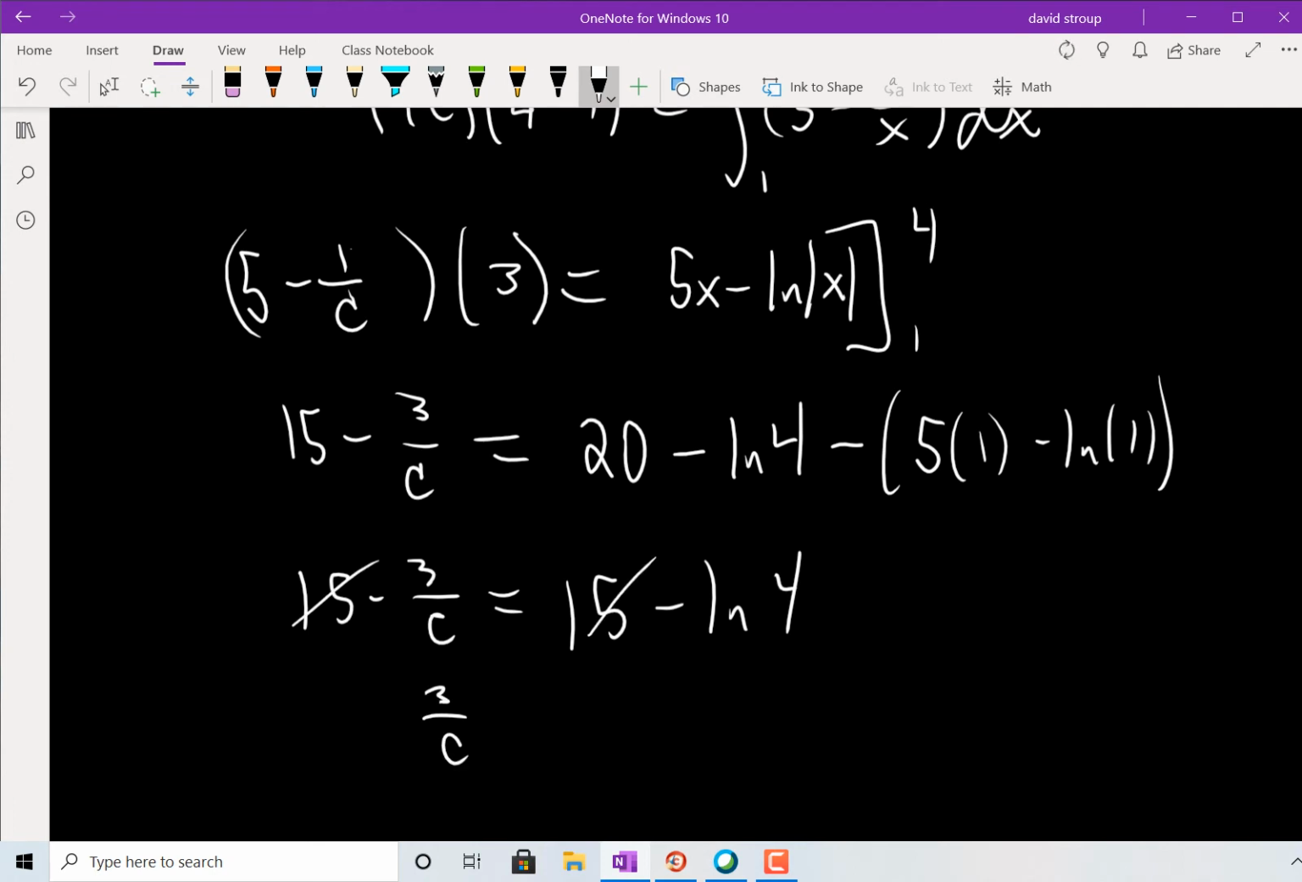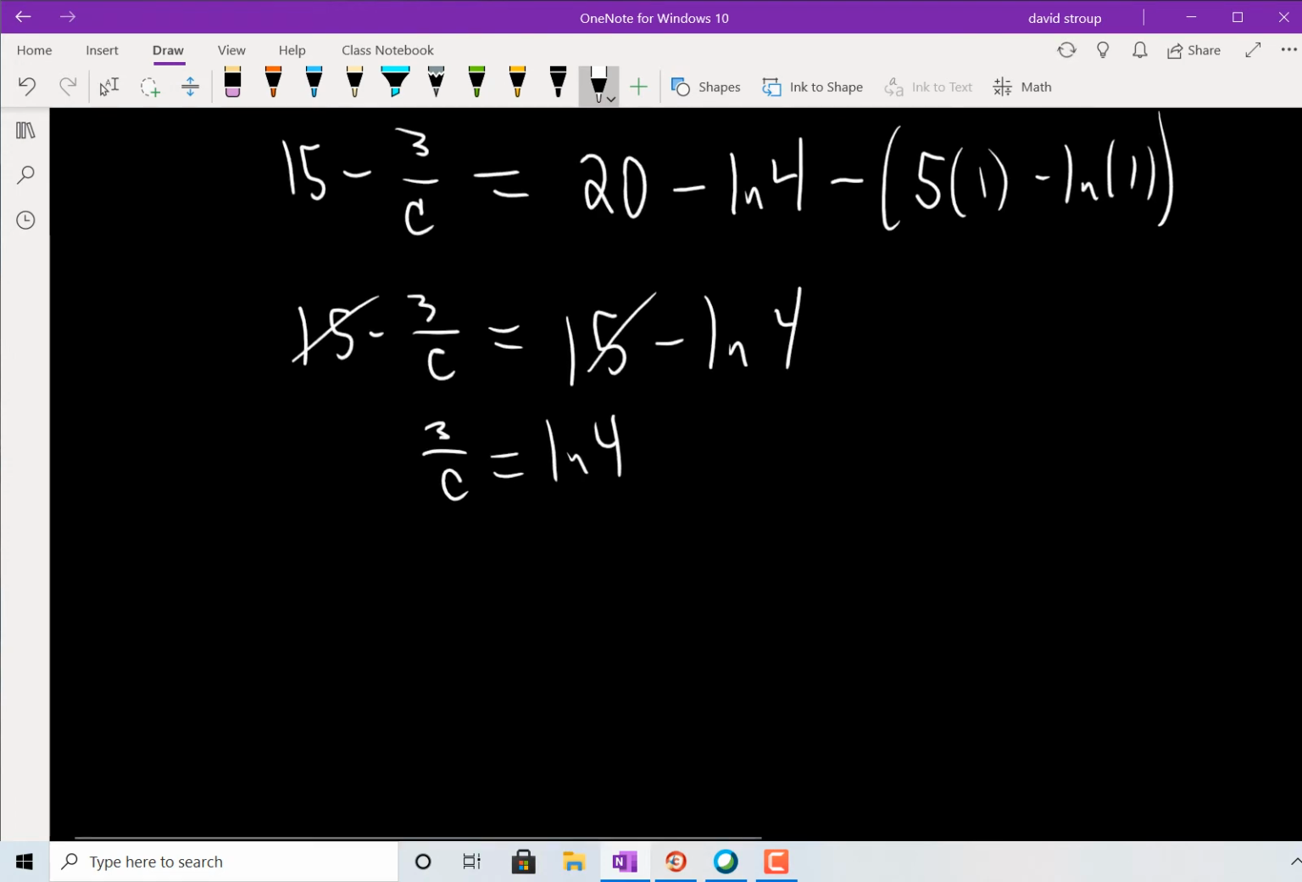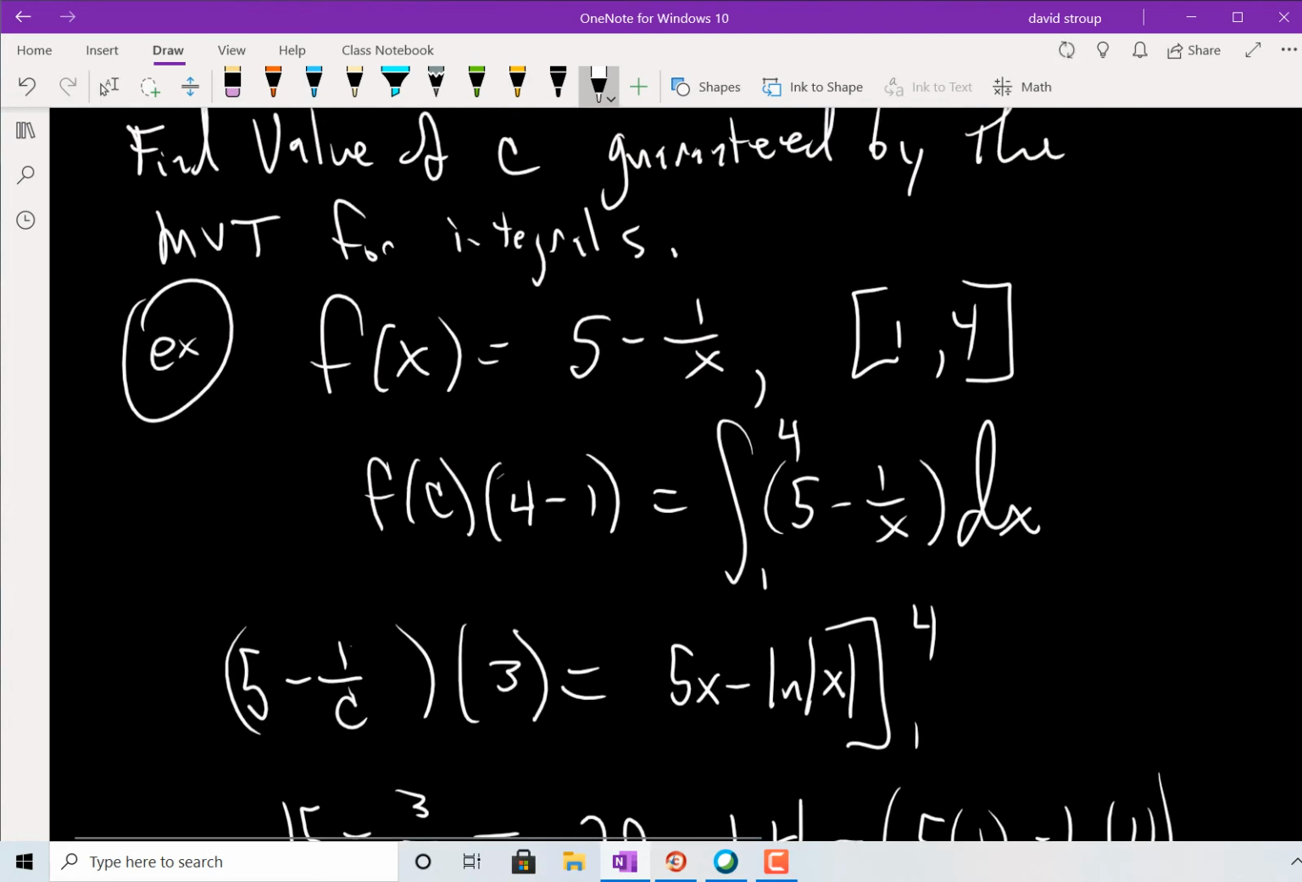15 is gone from both sides. Multiply both sides by -1. You get 3 over c equals ln 4. And then you can cross multiply: c equals 3 all over ln 4. And I'm sure if you put that in your calculator, you'll find it's in between 1 and 4.